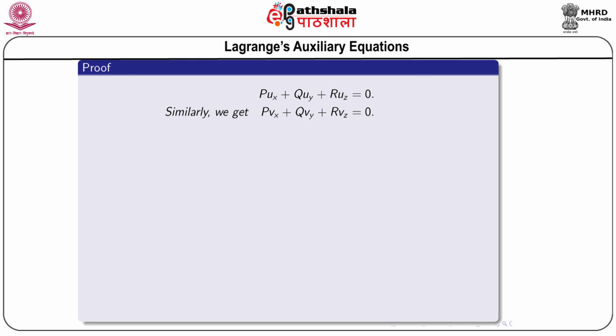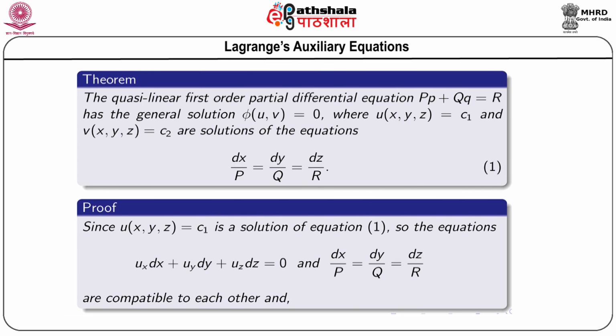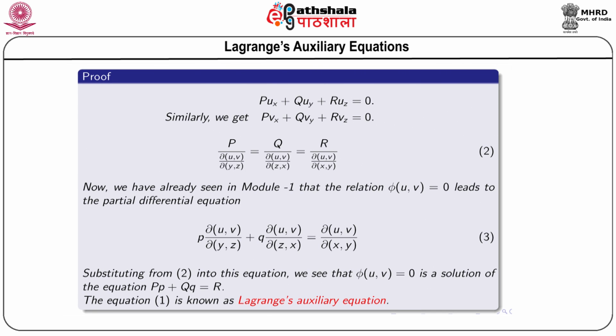In a similar way, taking v(x, y, z) as a solution of the equation dx by P equals dy by Q equals dz by R, we can obtain the similar relation P vx plus Q vy plus R vz equals 0. Now, solving these two equations for P, Q and R, we will get P divided by del(u,v) del(y,z) equals Q divided by del(u,v) del(z,x) equals R divided by del(u,v) del(x,y).